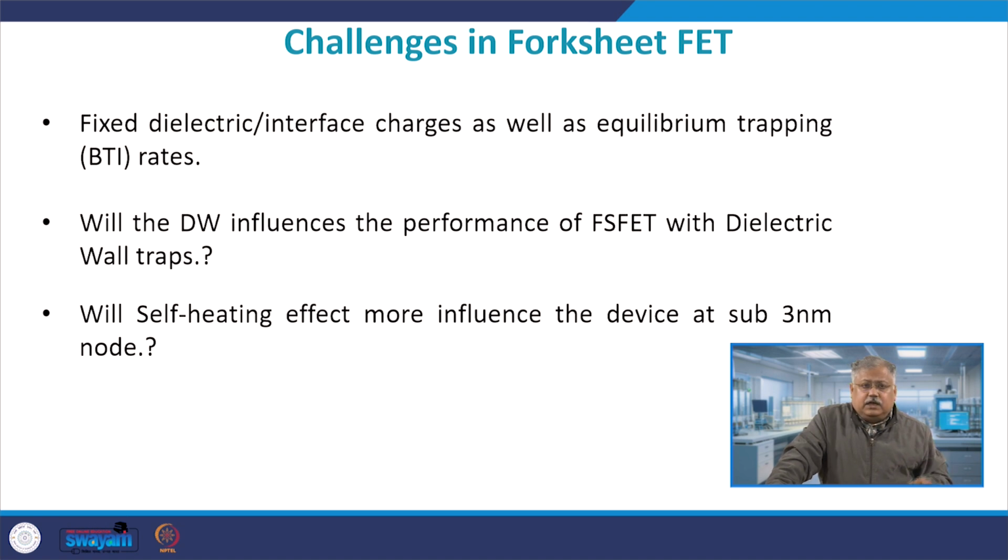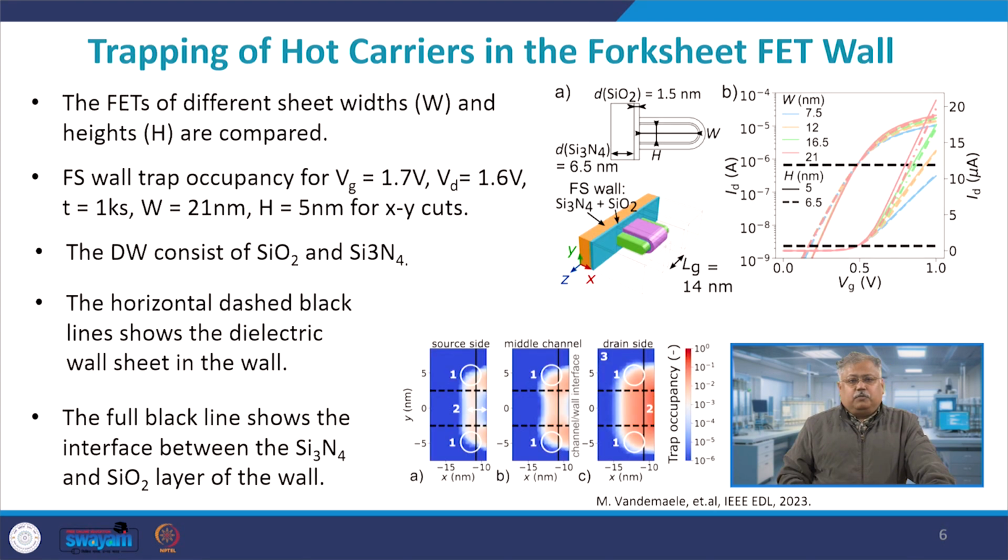The second question: will the dielectric wall influence the performance of Forksheet FETs with dielectric wall traps? Yes, it will surely do so. What the question tells me is that I have a Forksheet FET, right, and there are dielectric walls available. Now, if I increase or decrease the dielectric wall thickness, the performance of the Forksheet FETs will also get influenced directly. The last point is that the self-heating effect will have quite an influence on the device at sub-3 nanometer technology.